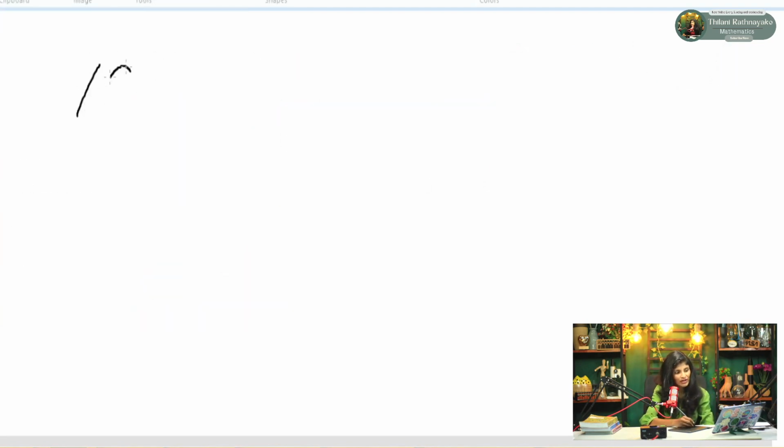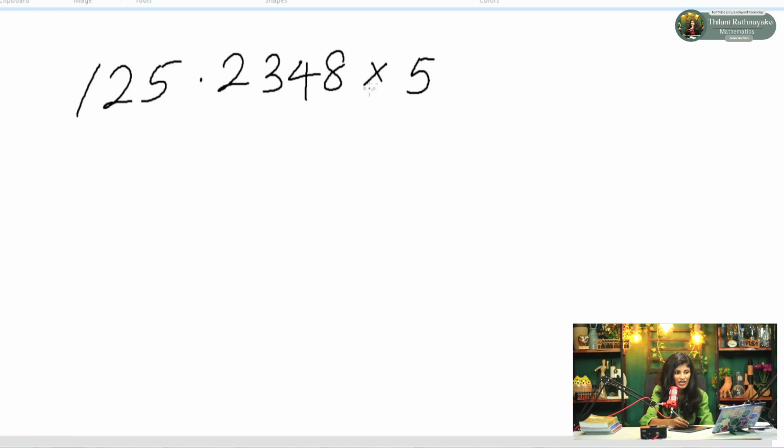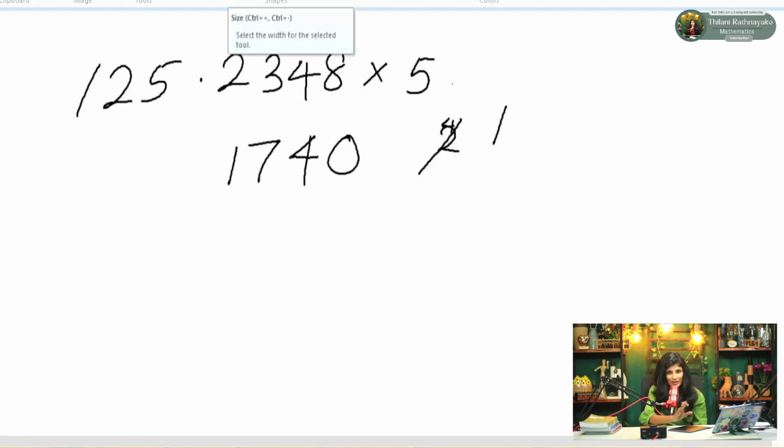Another question: 125.2348 multiplied by 5. Let's do that. 8 times 5 is 40. I will put 0 and 4 is remaining. 5 times 4 is 20, 20 plus 4 is 24, so 2 is remaining. 5 times 3 is 15, 15 plus 2 is 17, again 1 is remaining. 2 times 5 is 10 plus 1 is 11, 1 is remaining. Don't consider the decimal place. Just do the multiplication. Later on we can put the decimal place.